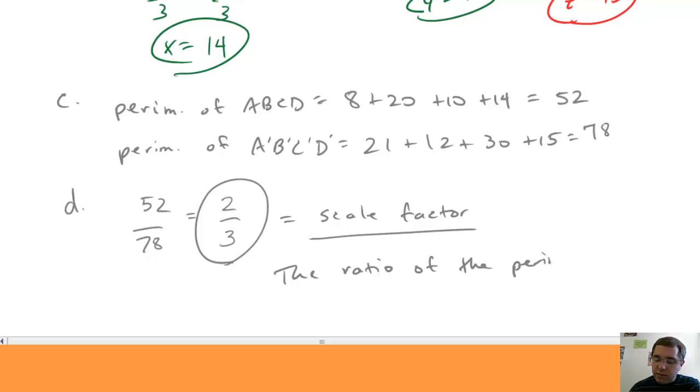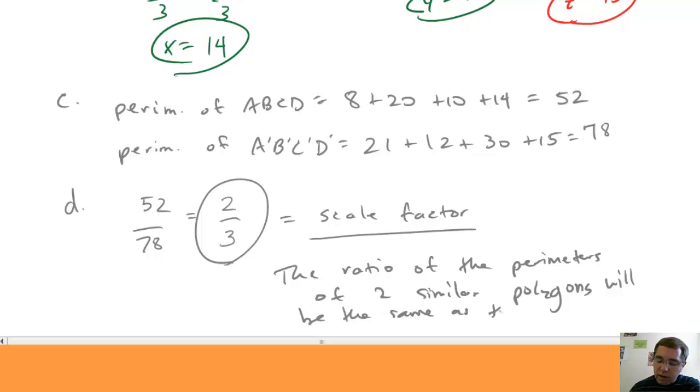The ratio of the perimeters of two similar polygons will be the same as the ratio of the sides.